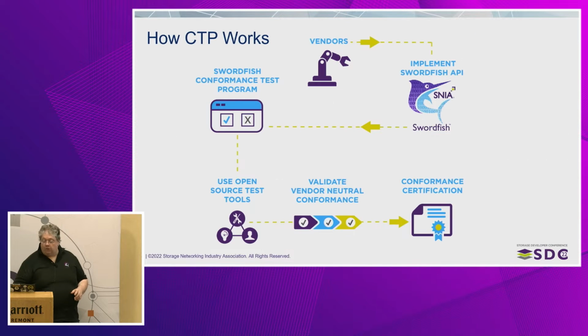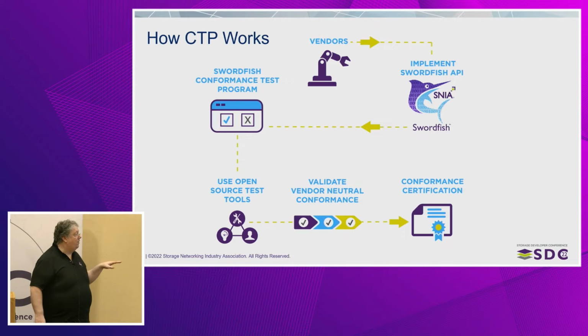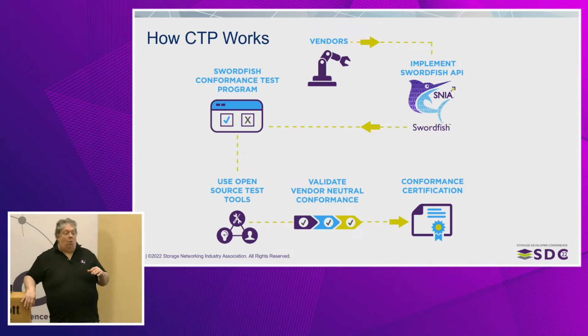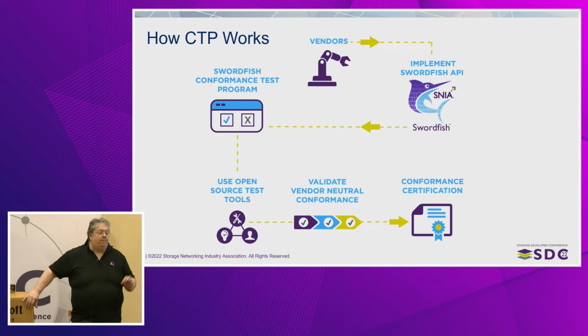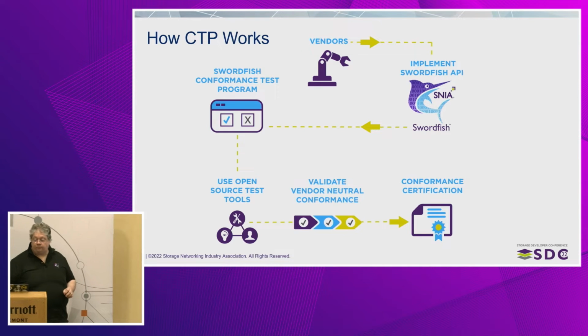It's also used secondarily to show people out in the real world that you're compliant with the protocol. So vendors many times are going to implement a Swordfish API. They're going to run the testing program. They're going to use an open source testing program. They're going to validate vendor neutral conformance. It's one thing for your programmers to all say, we're compatible, we're compliant. People like that, but at the same time, having a third party actually test this and come back with a vendor neutral conformance certification can really help you out in the real world. Because we want to make sure that you're accepted by vendors who want to actually consume Swordfish.